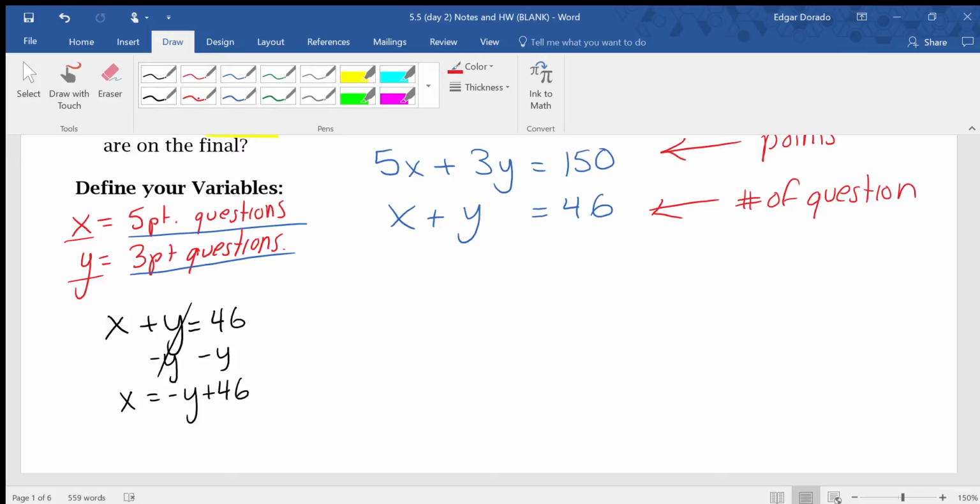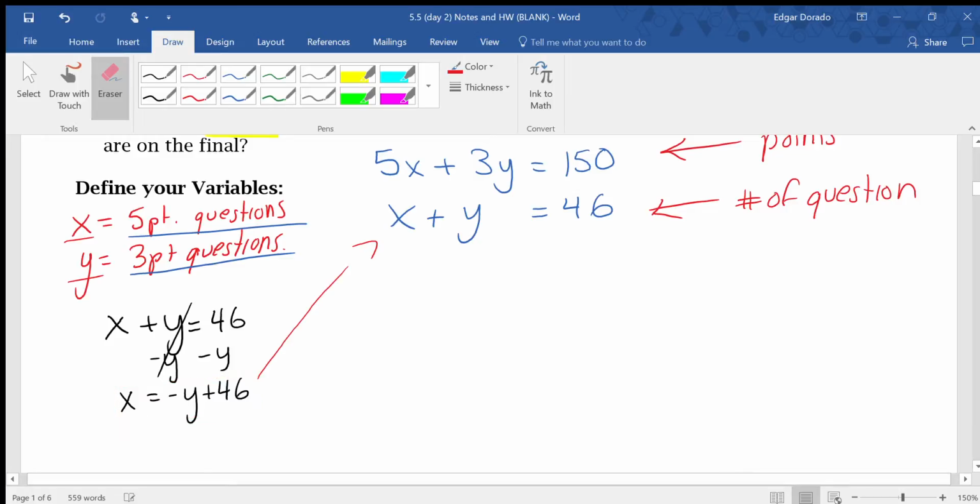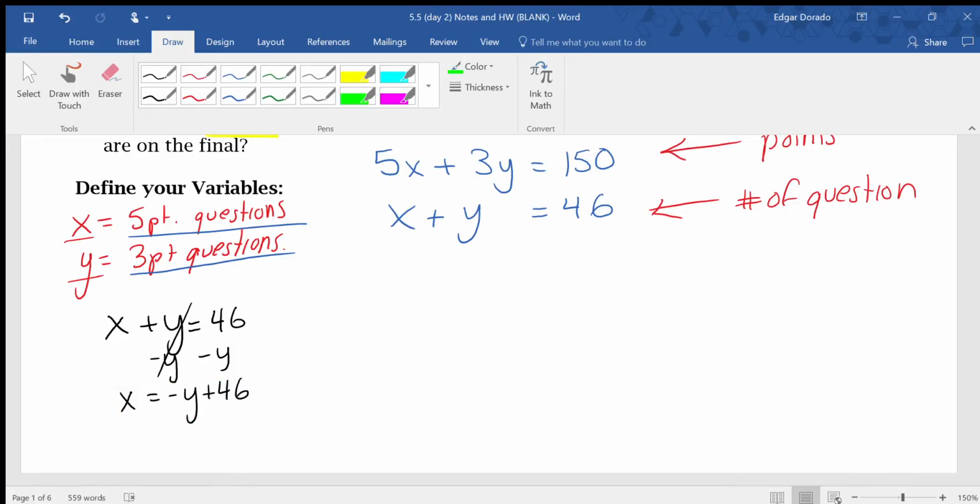All I did was rewrite this equation, okay? But I now have a new form of that equation, which is x equals negative y plus 46. Okay, well, if I have that rewritten, then I'm literally saying x equals negative y plus 46. So why can't I just go ahead and substitute that in here? Well, I can. So let's go ahead and do that.